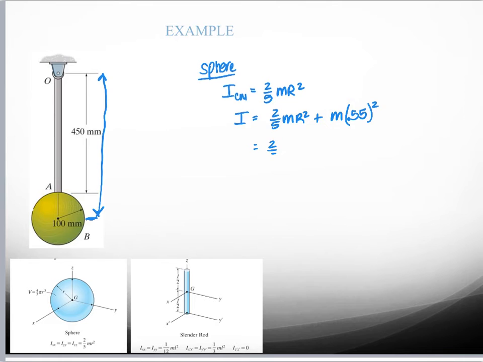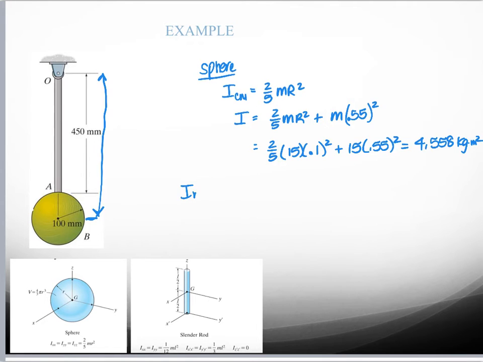So we get 2/5. The mass of the sphere is 15. Its radius is 0.1 if we measured in meters. 15 times 0.55 squared. And we get an overall moment of inertia for the sphere of 0.4558 kilograms meters squared.